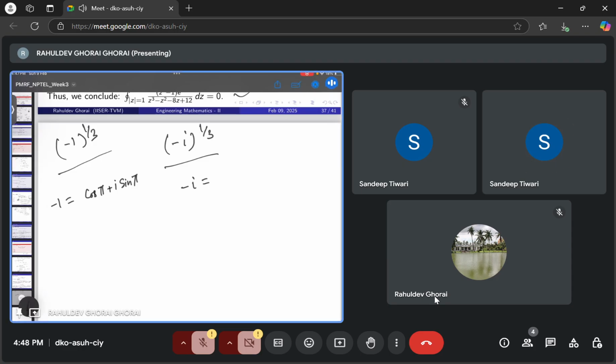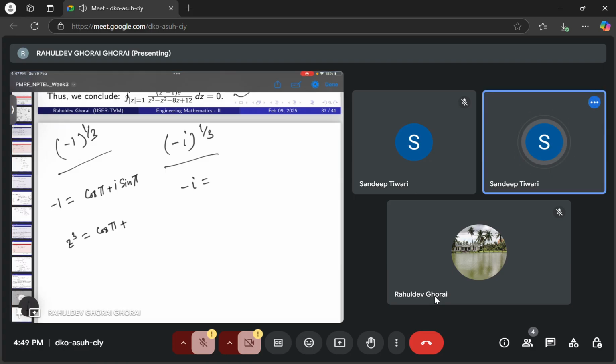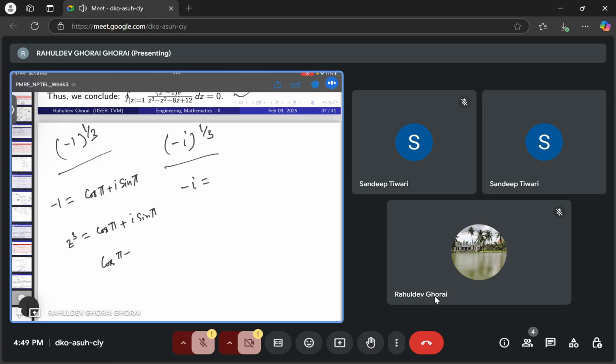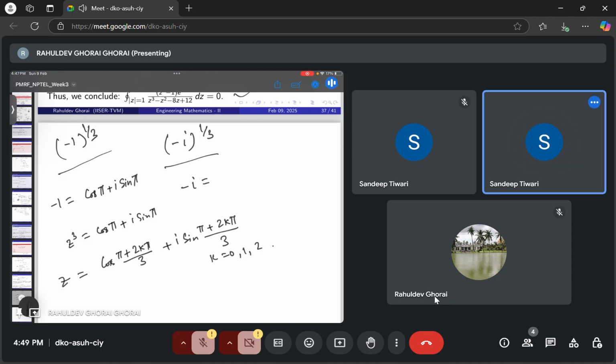Then use de Moivre's theorem. z is equal to cos pi by 3 plus i sin pi by 3. No, there's some 2k pi plus things are there, right? Why are you not writing that? If I write it, then it will be like this, where k is equal to 0, 1, 2. Can you check it? This is correct. So these are three roots, right?